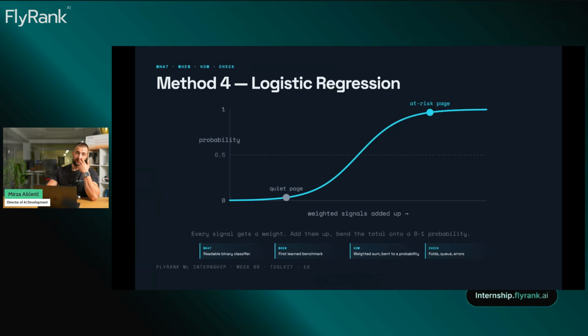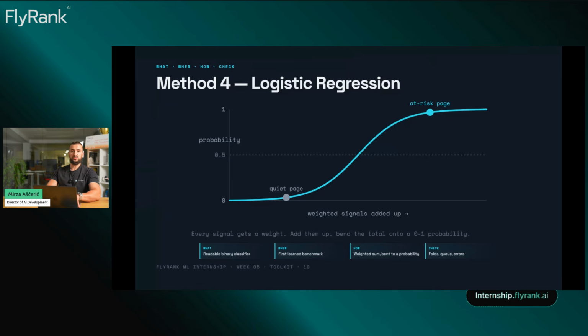Method number 4, logistic regression. Logistic regression works on a yes or no question. It takes your features, it gives each one a weight. It adds them all up, and then it bends the total into a probability between 0 and 1. So a page might come out at 0.72, but careful, that doesn't mean clicks will fall by 72%. It only means the model thinks the page is likely to be in the decline group.